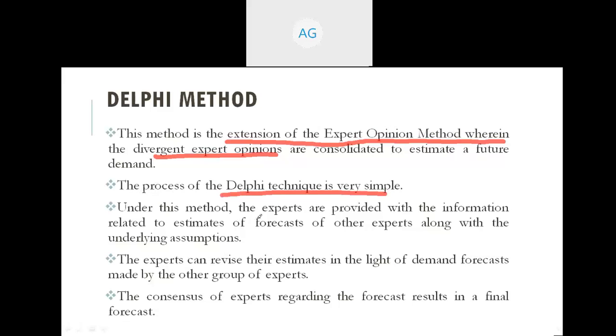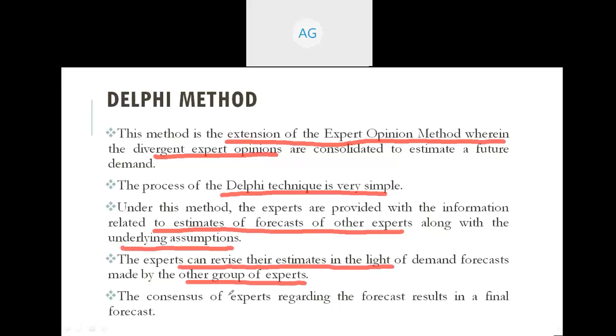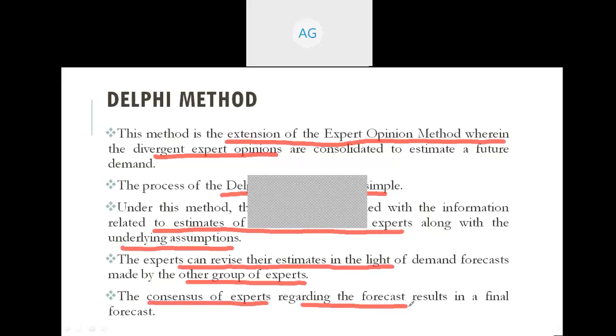So under this method, the experts are provided with the information related to the forecast estimates of other experts along with the underlying assumptions. So here the expert needs to consider the other experts' opinions. So the experts can revise their estimate in the light of the demand forecast made by the other group of experts. So the consensus of the experts regarding the forecast results in the final forecast.